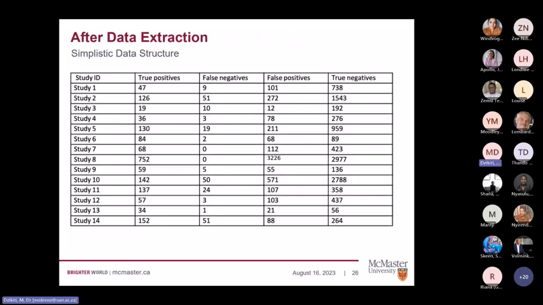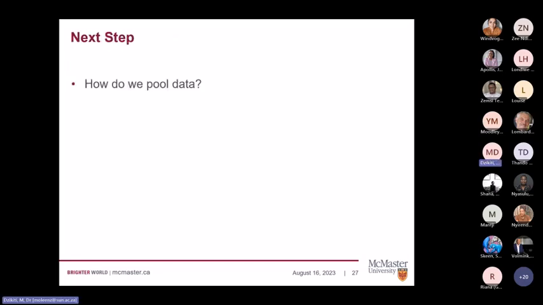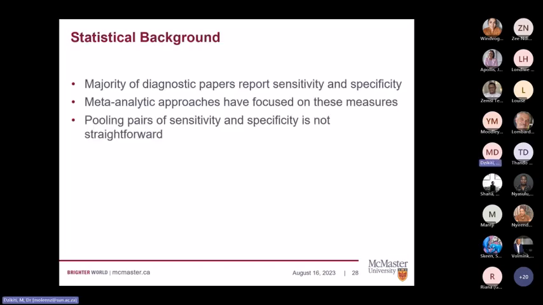So after data extraction, this is a simplistic data structure of what you should have. You should have the column of studies, the number of true positives, false negatives, false positives, and true negatives for each study. Once you have this sort of data structure, and it's hopefully complete and independent, we can discuss how we pool the data. So the majority of diagnostic papers will report sensitivity and specificity. The meta-analytic approaches have focused on these measures. But pooling pairs of sensitivity and specificity is not as straightforward as you may think, and I'll show you why.